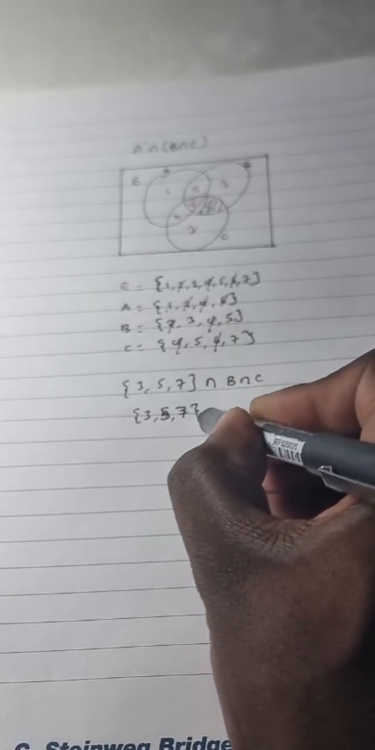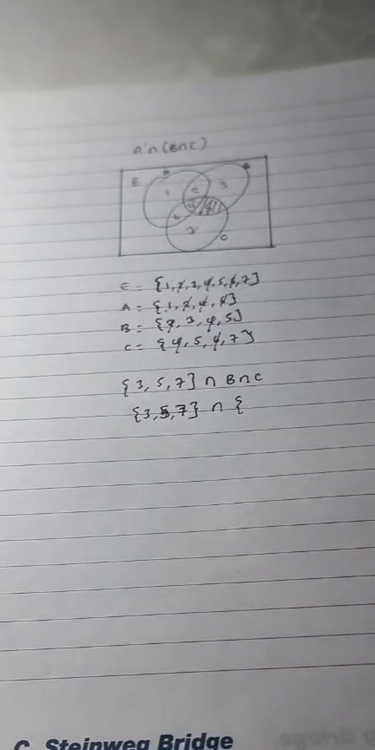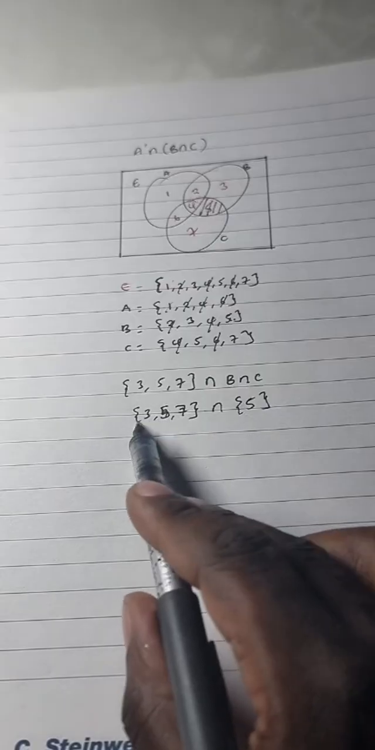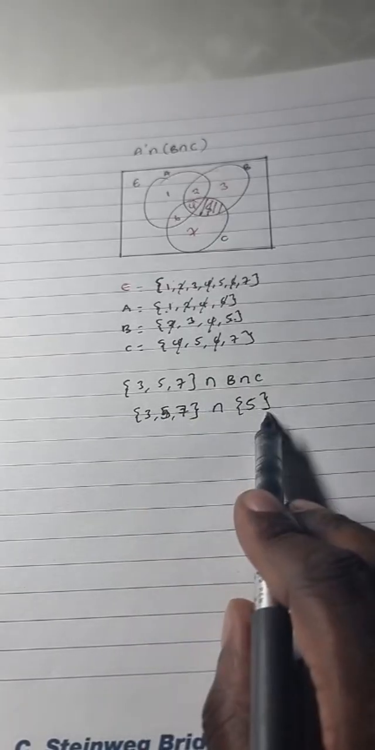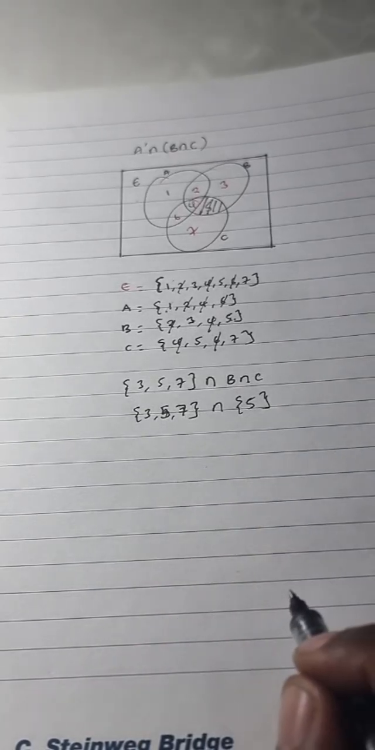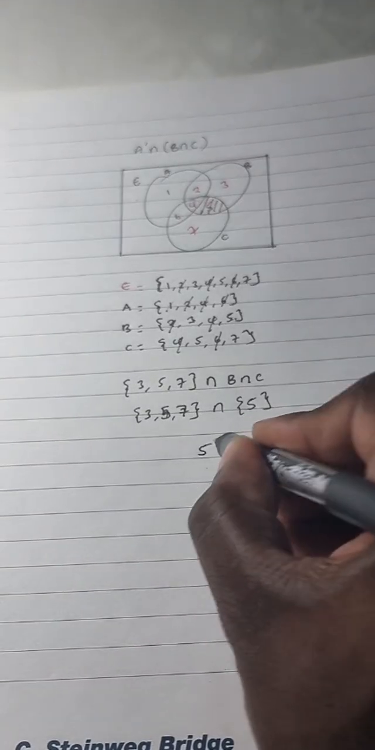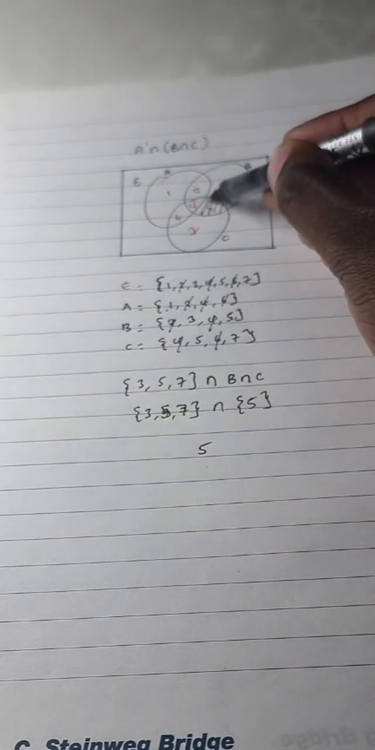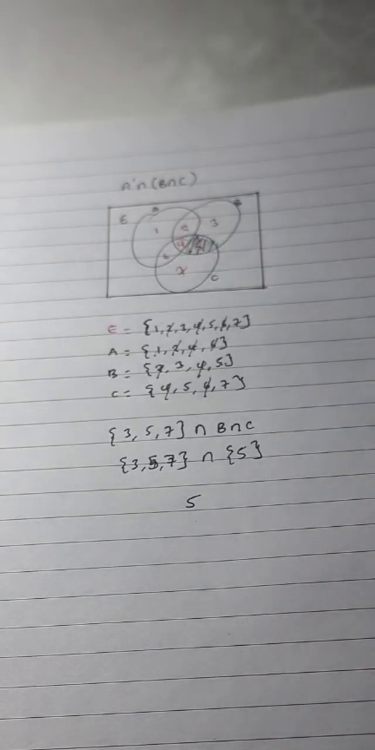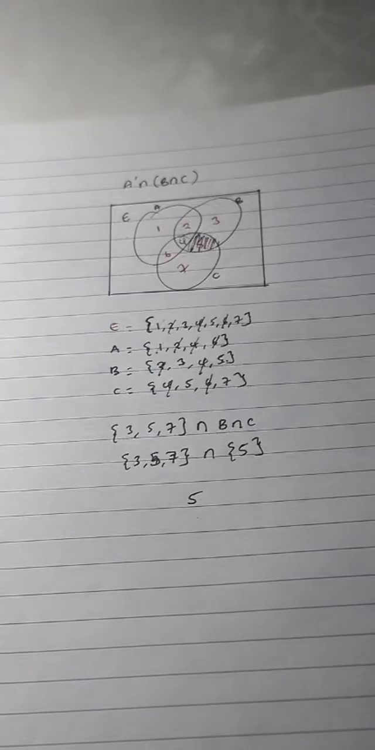5, 7. It's now intersecting. What number is that? 5. What number is found on both this and that? It's 5. All right. So this is why we have shaded where 5 is. That's the reason why we shaded that part. I was just giving you clarity on why we shaded that part. Is that okay?